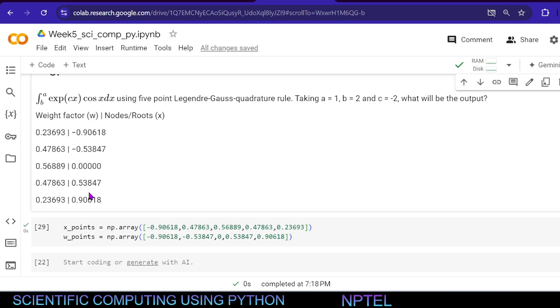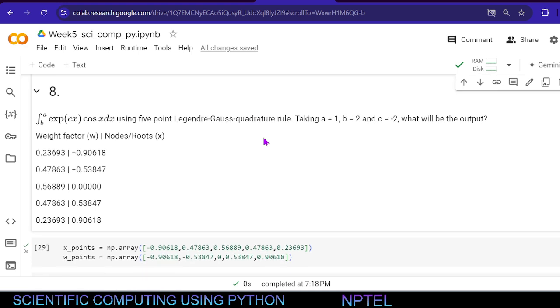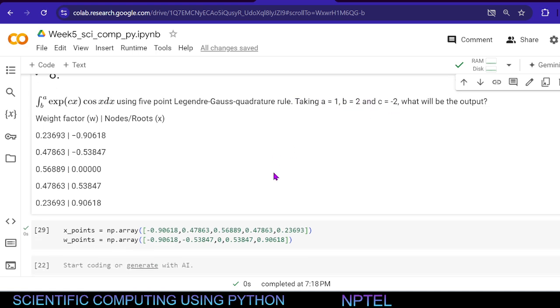Okay. Then the eighth question is exponential of cx, where c is minus 2. So exponential of minus 2x cosine x using 5-point Legendre-Gauss quadrature. Okay. So Legendre polynomial, which does not have any weight. Okay, h of x is 1. So for us, this is the entire function. a is 1, b is 2, and c is minus 2.